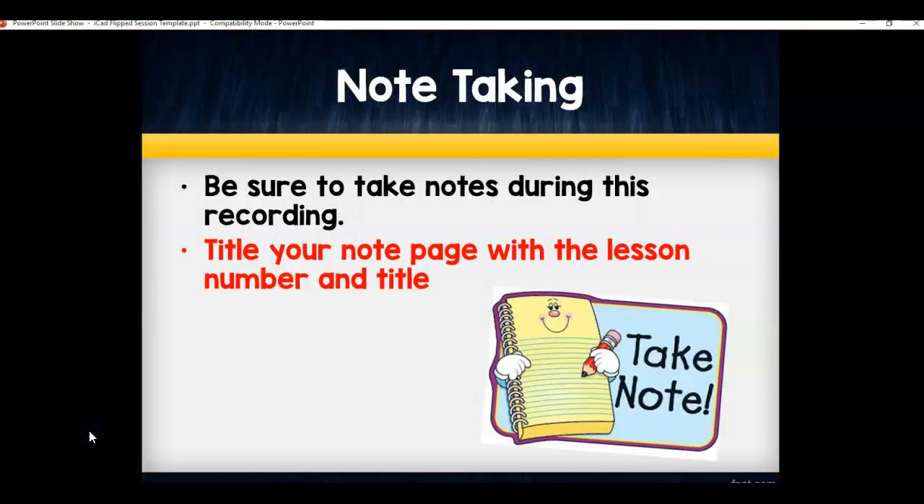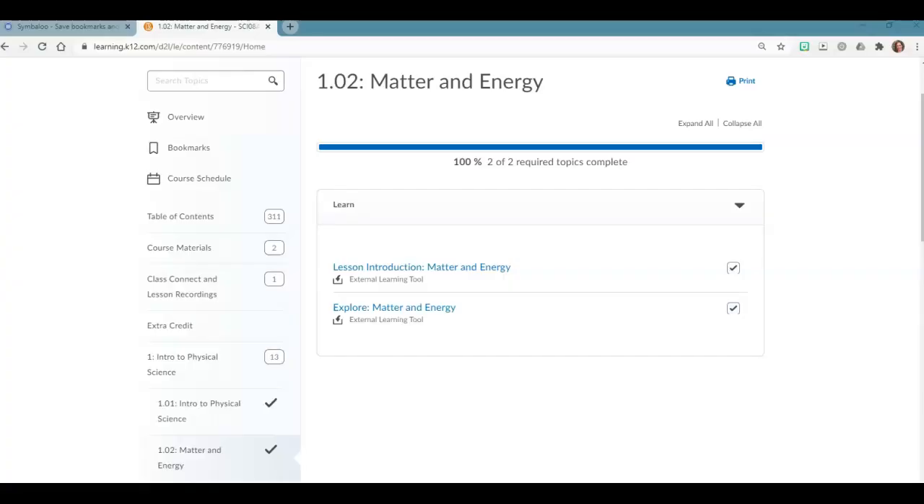As a reminder, be sure you're taking notes during the recording. You want to make sure you have all the key words. Those are helpful when you get to your Part 2 test, and just helpful as you prepare for quizzes and tests at the end of the unit. So always title your note page with the lesson number and title at the top.